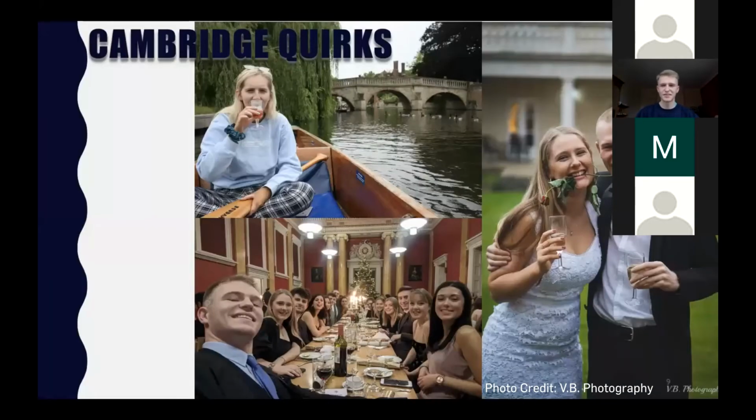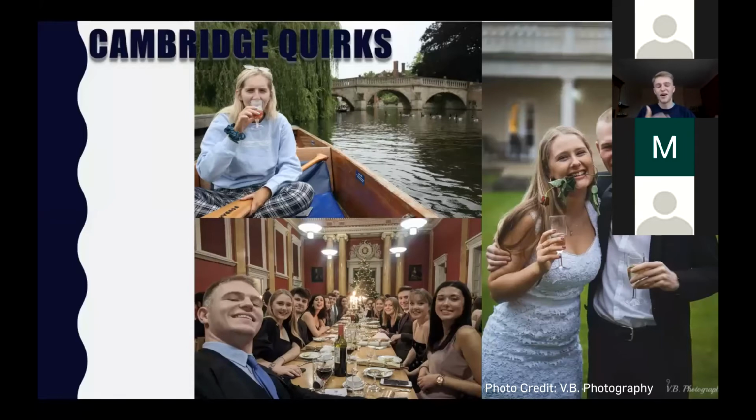So, Cambridge quirks. This is quite an interesting one. It might be something that you've really wondered about because you hear these things, but you don't really know what they are. There are so many funny little things about Cambridge that when you get there, you're like, what is this? What's going on? And it's these common experiences that you have while you're at Cambridge that give you this sort of shared identity as a Cambridge student, and only other Cambridge students will know what you're talking about when you do it.